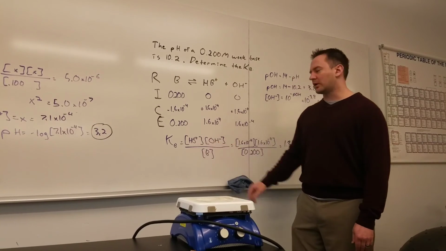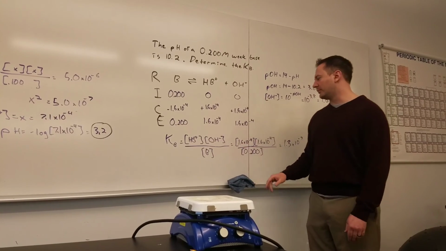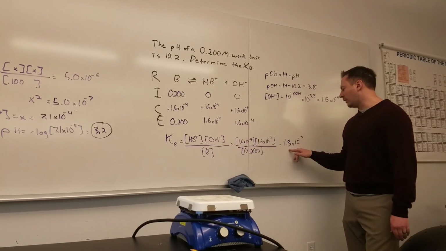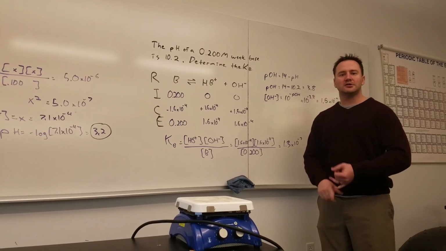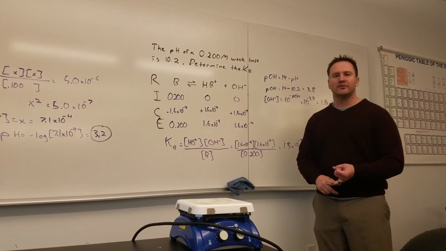When we plug that into our Kb, or our K expression for a base, we see that we get a value of 1.3 times 10 to the negative 7. So this is how we can relate pH as well as our K expressions for acids and bases.